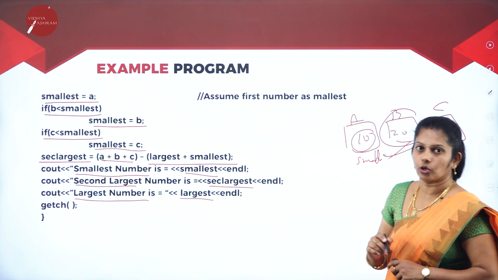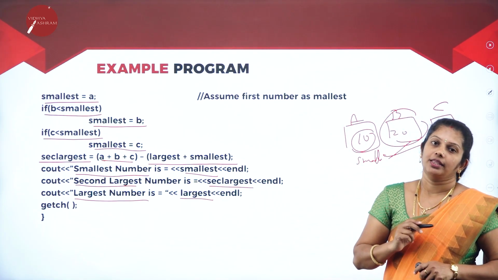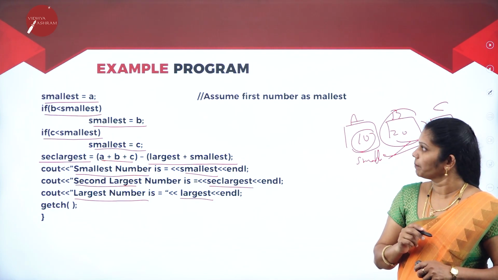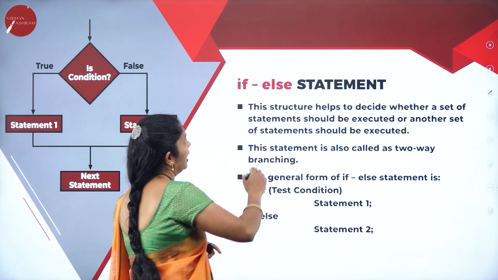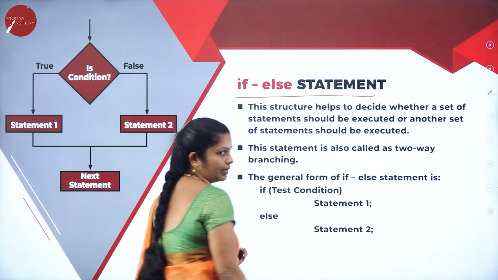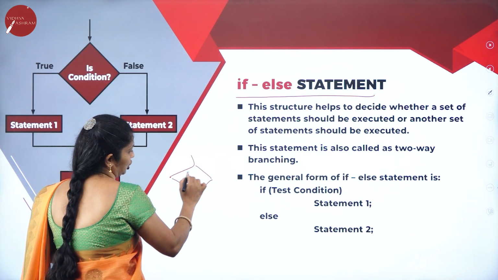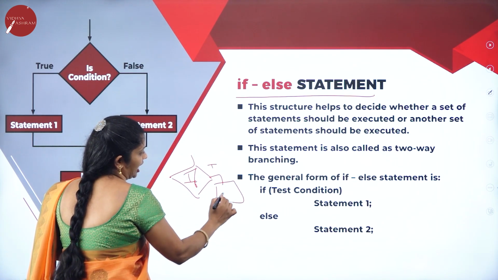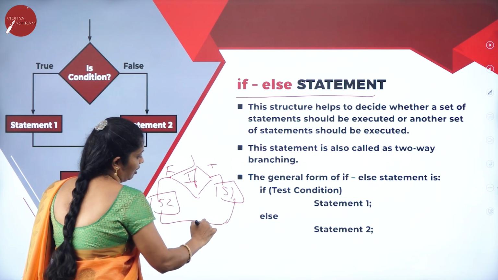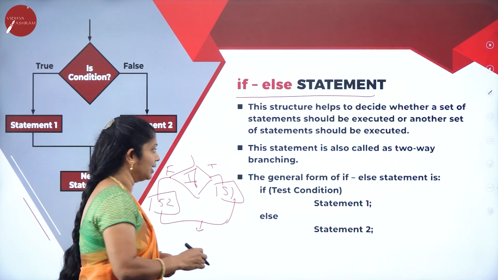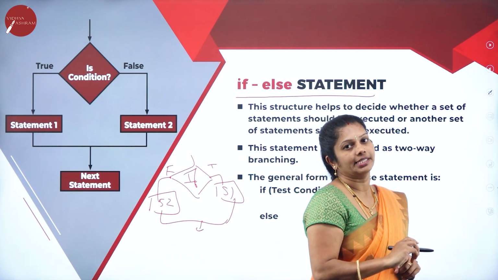This simple if is also called one-way branching, because if the condition is true, then only the statement will execute. That's why. Next, we'll move on to the next one, if-else. Whereas under the if-else statement, for example, you have one condition. If the condition is true, statement 1 will execute. If the condition is false, then statement 2 will execute. Finally exit. Here it means that for true also we have some statement. For false also we have an alternative statement.